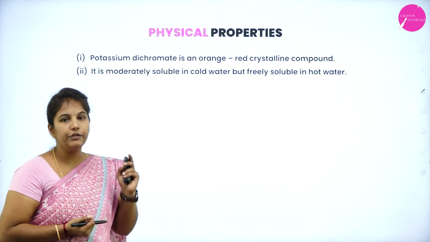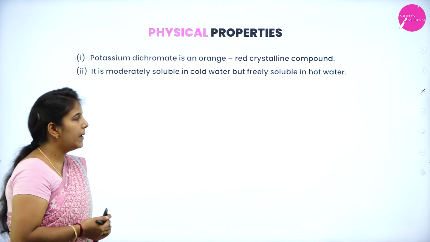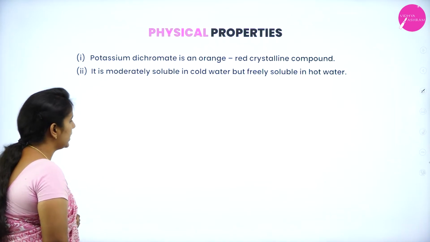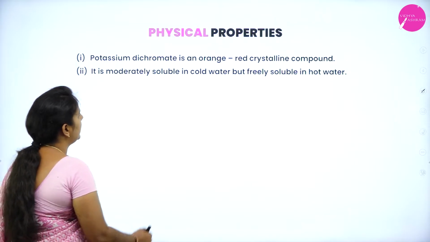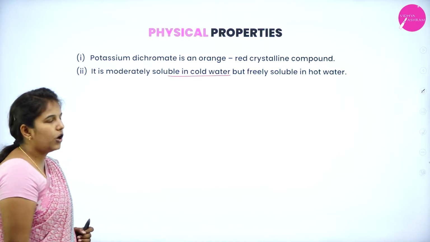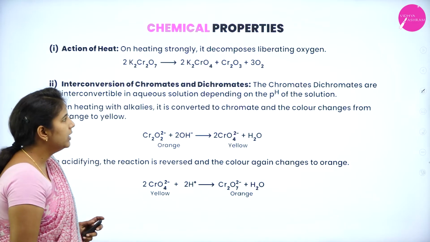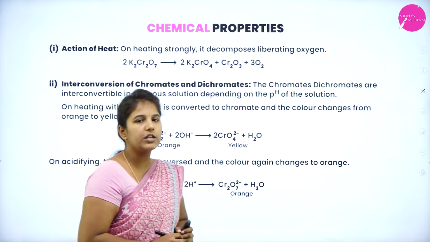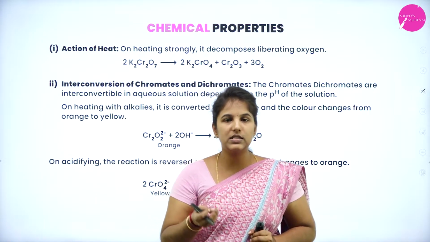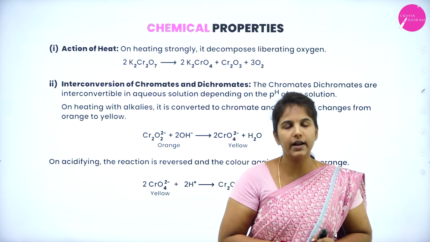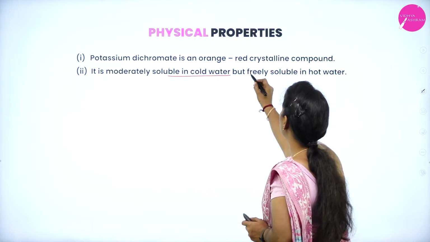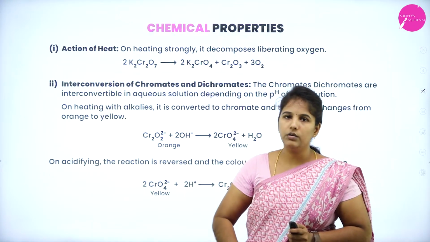Now let us see the physical properties of potassium dichromate. Potassium dichromate is an orange red crystalline compound, moderately soluble in cold water but freely soluble in hot water. So it is a crystalline solid, orange red, soluble in cold water but freely soluble in hot water.